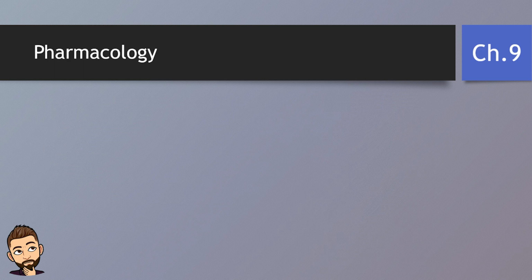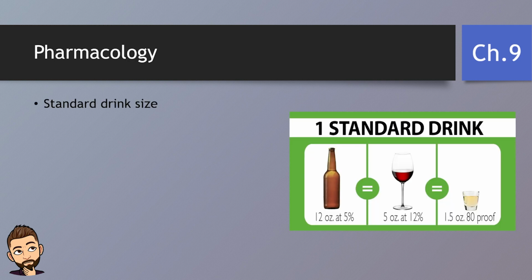All right, let's shift gears here a little bit and talk now about the pharmacology, or the methods of action, sort of how alcohol works inside the body. So when we're talking about pharmacology, the first thing we really want to talk about here is the standard size of a drink, right? So how much do we consider to be one standard size of a drink?